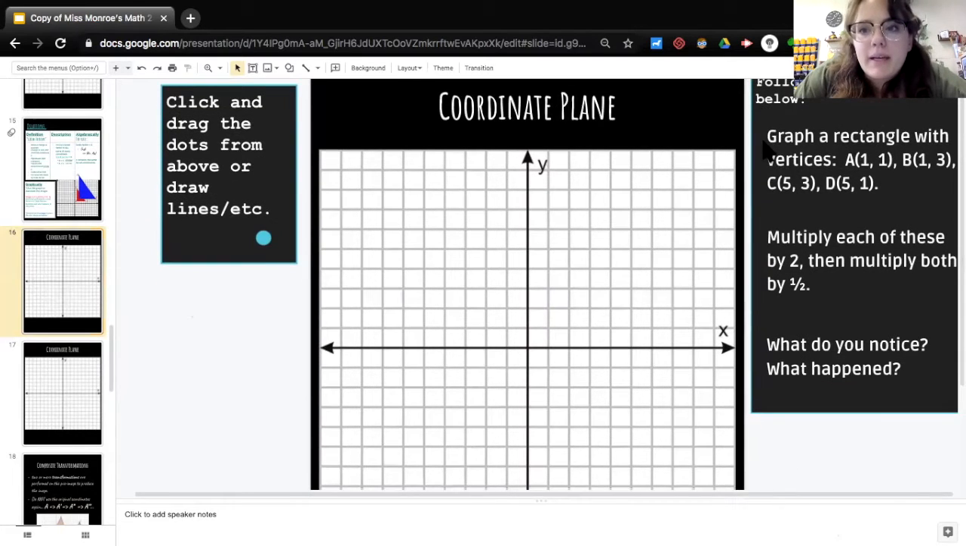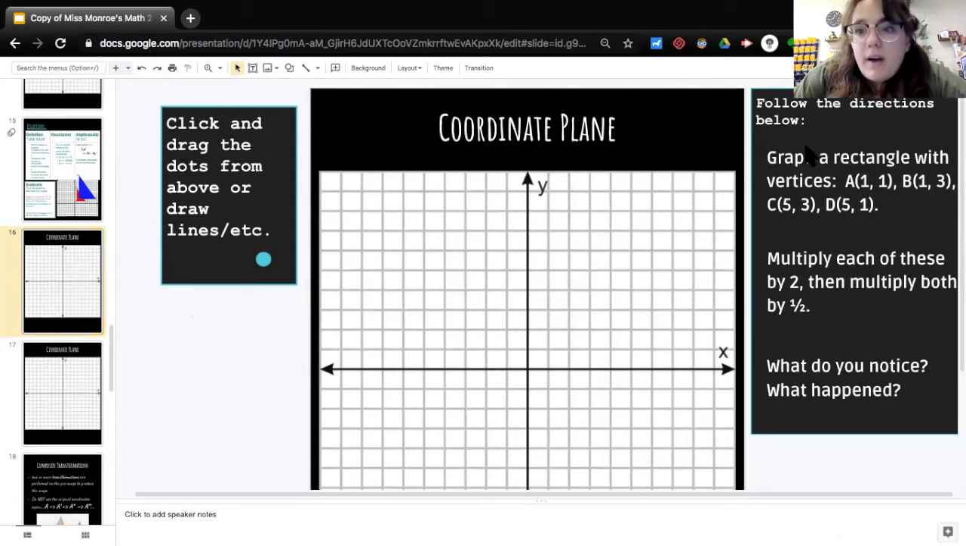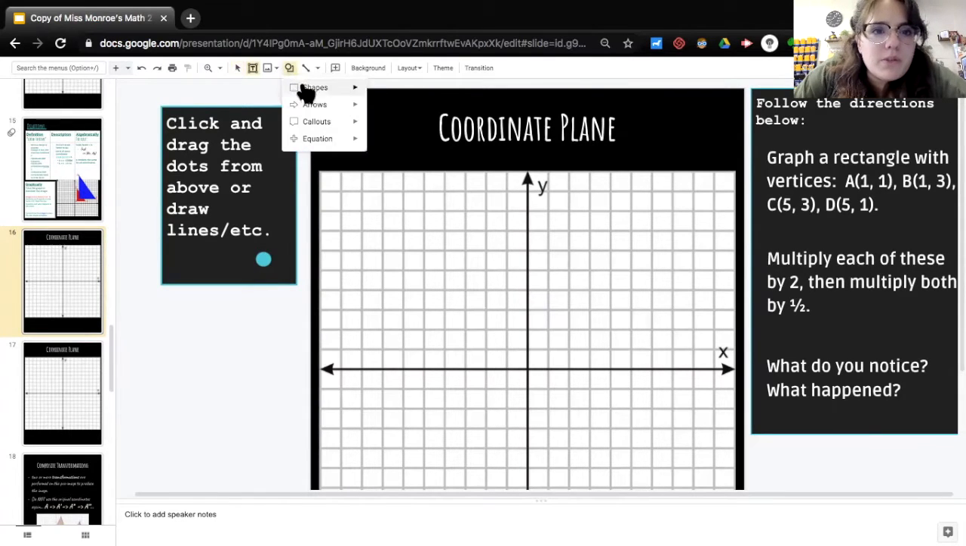All right, coordinate plane. It says follow the directions below. Graph the rectangle, and then multiply each of these by 2, then multiply each of these by 1/2. So I am going to do this example with you. I'm going to draw the shape though, as opposed to doing the dots. I'll do the dots when I plot the point.